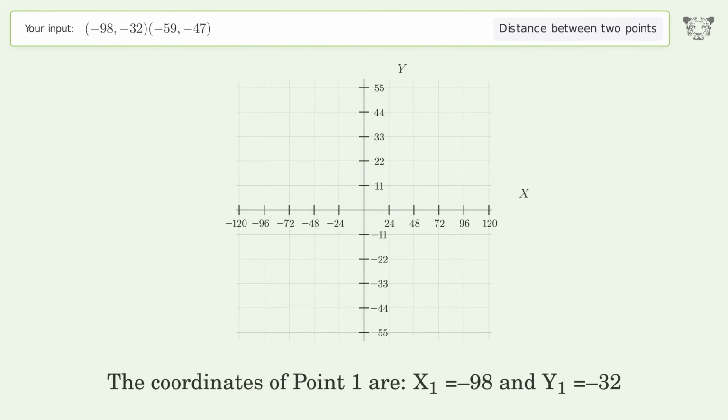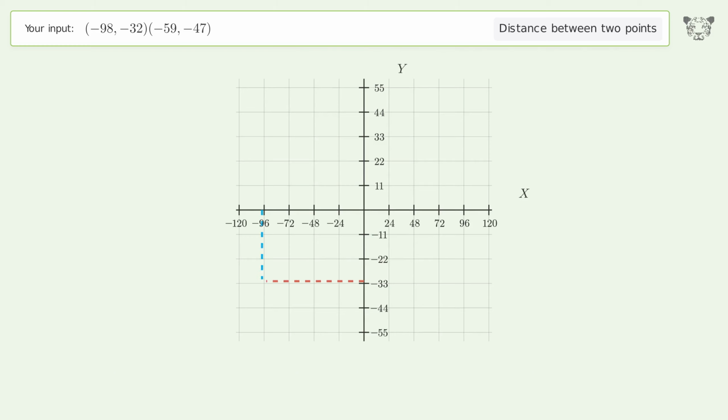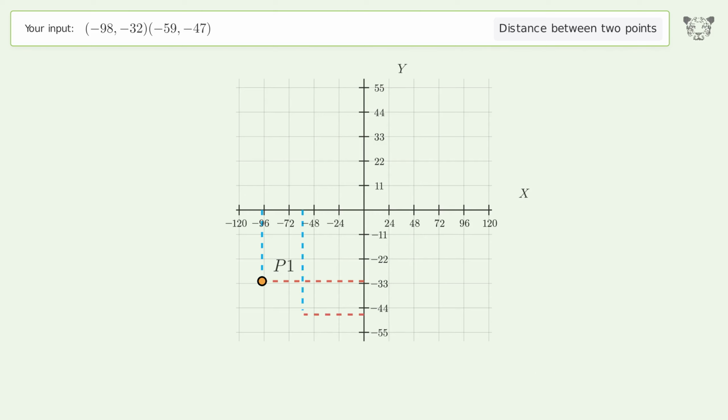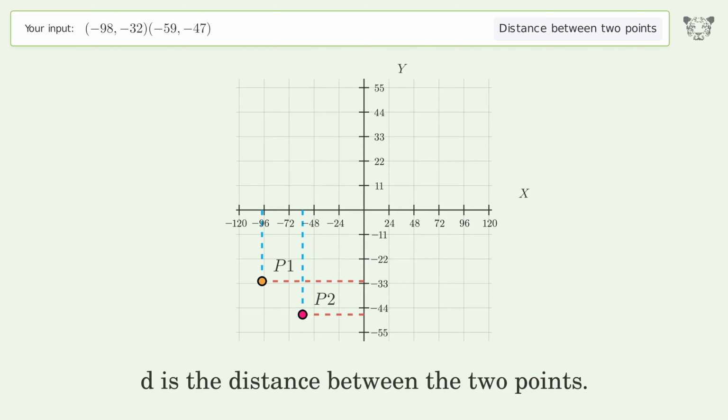The coordinates of point 1 are x1 equals -98 and y1 equals -32. The coordinates of point 2 are x2 equals -59 and y2 equals -47. D is the distance between the 2 points.